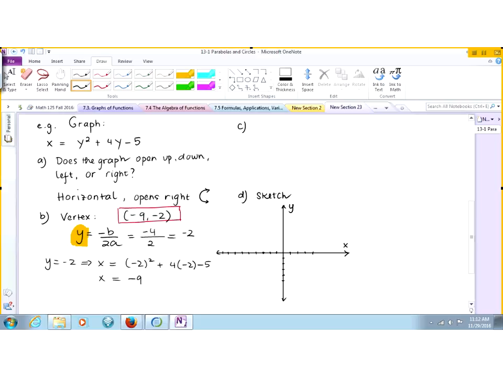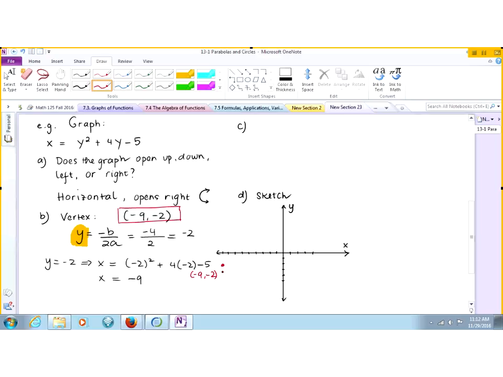Negative 9, negative 2, 2, 2, 3, 4, 5, 6, 7, 8, 9. 9, negative 2 is right here. Okay, good. Now, what do I draw next?